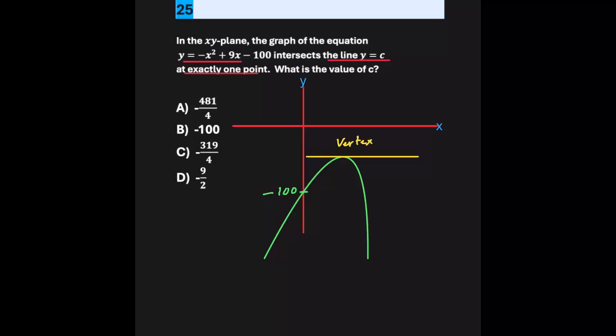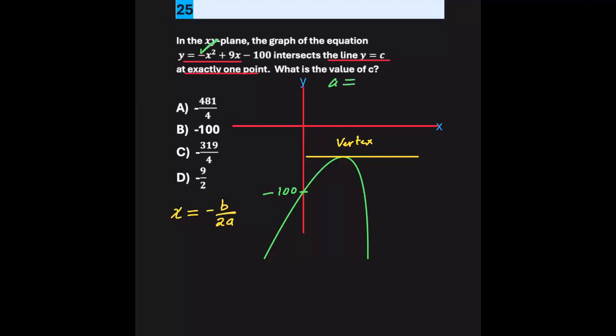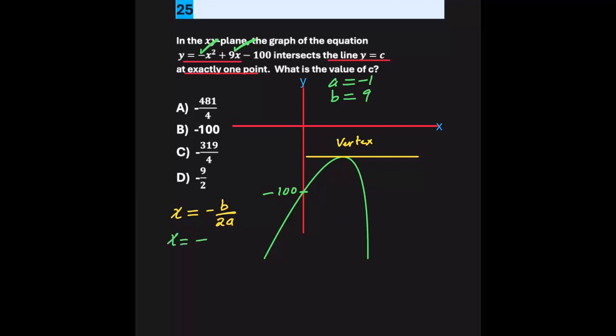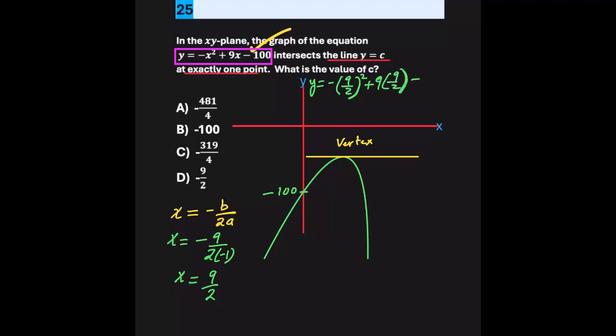And the vertex equation is x is equal to minus b over 2a. And in this case, a is equal to -1, which is the coefficient of the x squared. So we have -1 here, and b is equal to the coefficient of x, which is 9, and x is equal to minus 9 over 2 times -1, and x is equal to 9 over 2. We can substitute 9 over 2 into this equation. So we have y is equal to minus 9 over 2 squared plus 9 times 9 over 2 minus 100.